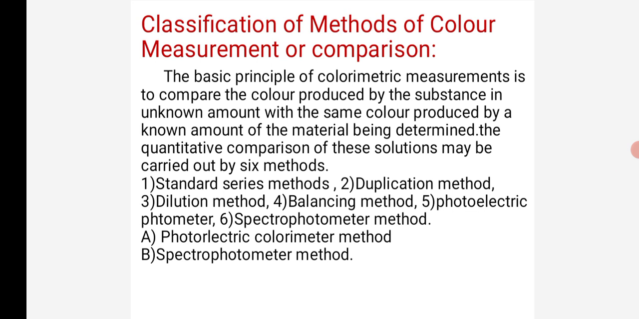First, the standard series method; duplication method; dilution method; and balancing methods. And fifth, photoelectric photometers and spectrophotometer methods. The basic principle of colorimetric measurement is to compare the color produced by a substance in an unknown amount with the same color produced by a known amount of the material being determined.